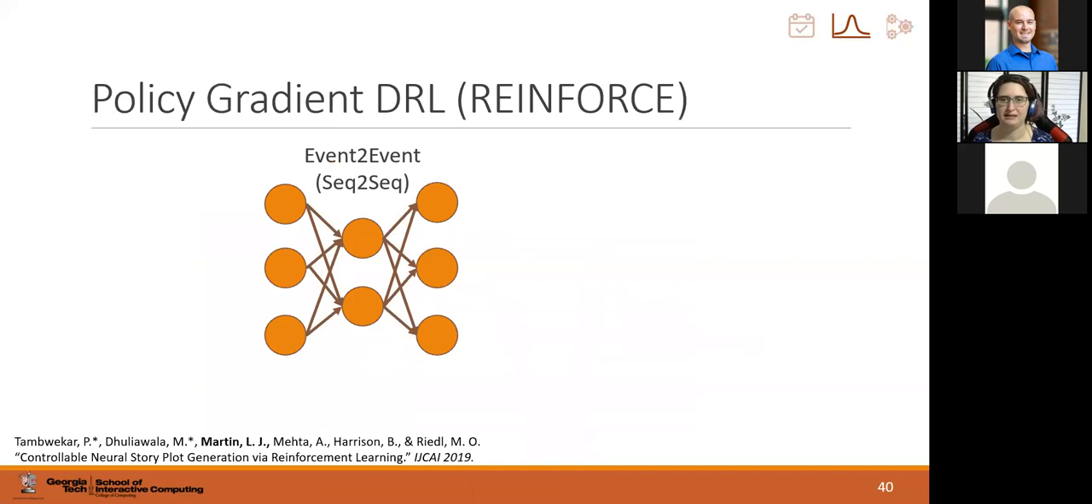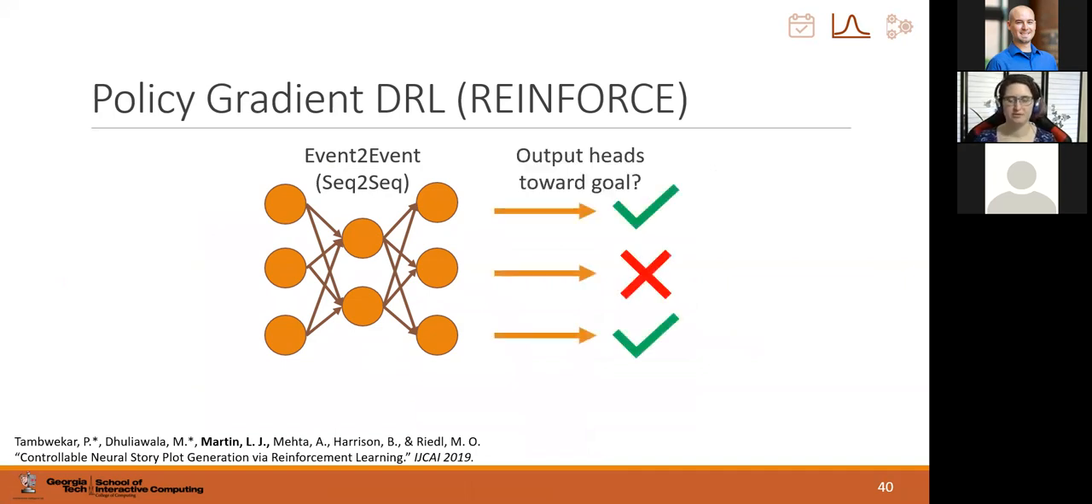So the way I did it was by taking my event-to-event sequence-to-sequence network, and I used an algorithm called REINFORCE, which is kind of like reinforcement learning, but without states. What it was doing was I would see, okay, is the network heading towards this goal? And depending on whether or not it was heading towards the goal, I would give it a reward signal, and I would backpropagate this, and it would retrain the model.